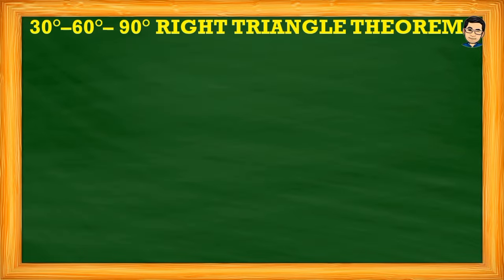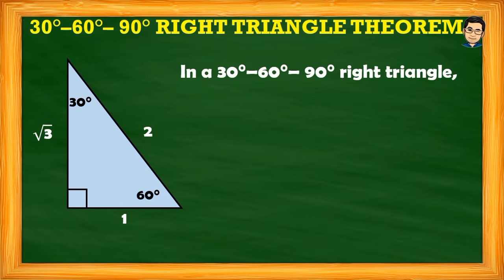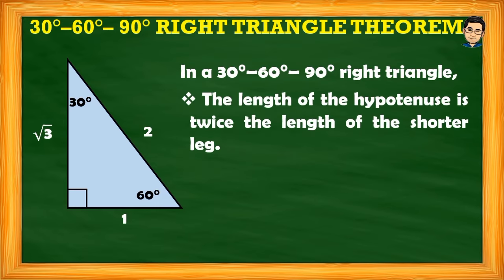So, let us have the 30, 60, 90 degree right triangle theorem. Consider the figure. Ito po yung na-derive natin kanina. In a 30, 60, 90 degree right triangle, the length of the hypotenuse is twice the length of the shorter leg. Ibig sabihin, kung ano yung sukat ng ating shorter leg, dodoblihin lang po natin yun. Yun po ang sukat ng hypotenuse.